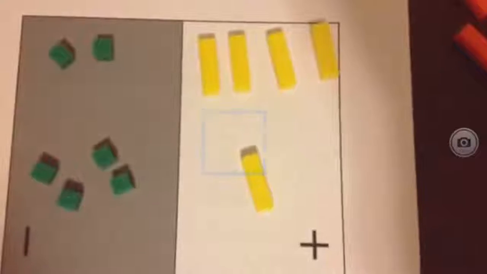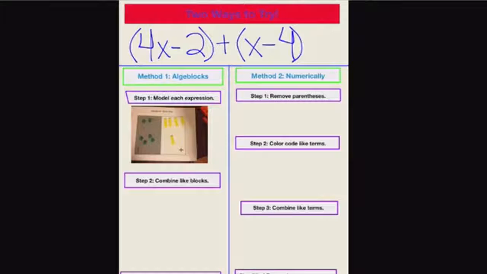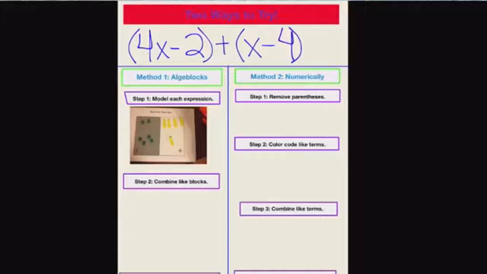Go ahead and take a picture, and drop that into GoodNotes. Okay, next step is to combine like blocks. So I'm going to go ahead and combine all my x's and combine all my green blocks on my negative side here, and go ahead and take a picture. And drop that into GoodNotes.